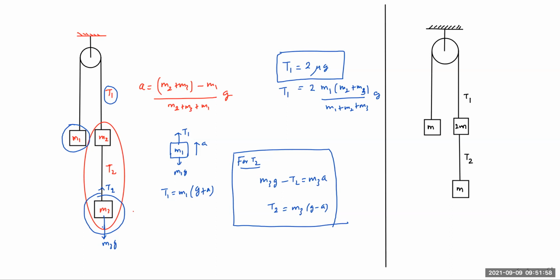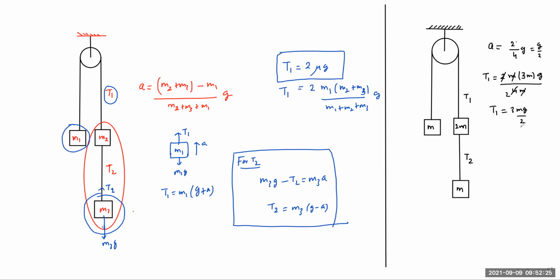Okay, so let me check quickly. The acceleration part is pretty simple. It's 2m minus m, that is m, by 4m, which is g by 2. That's easy. And T1 is 2m into 3m into g upon the sum of all masses, which is 4m. m cancels, this cancels. So yeah, sir, T1 comes 3 mg by 2.